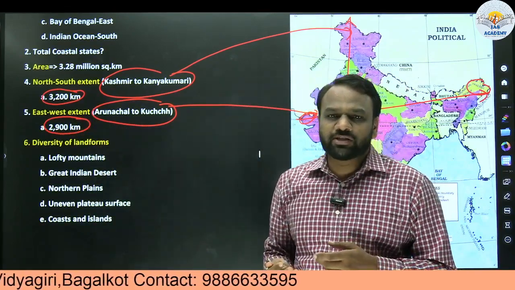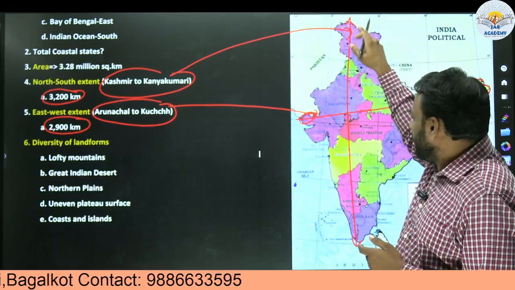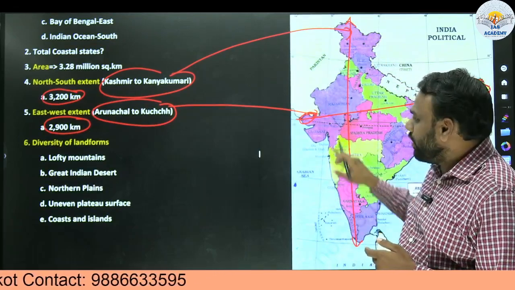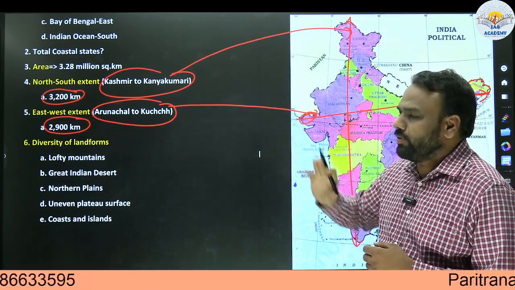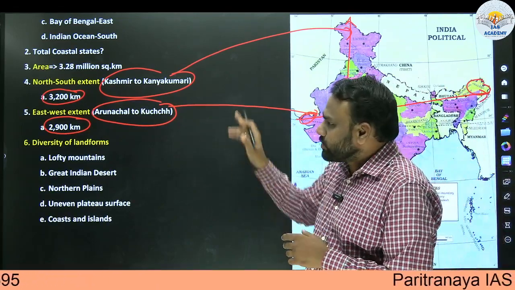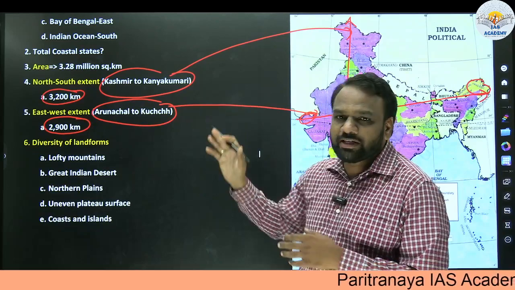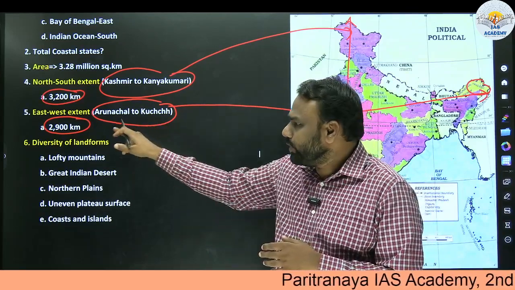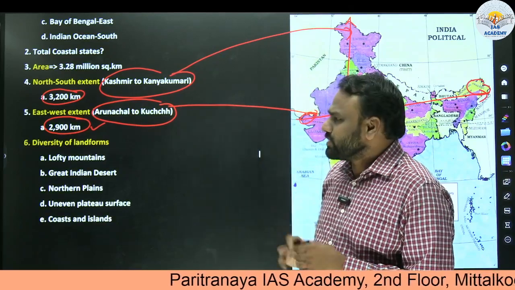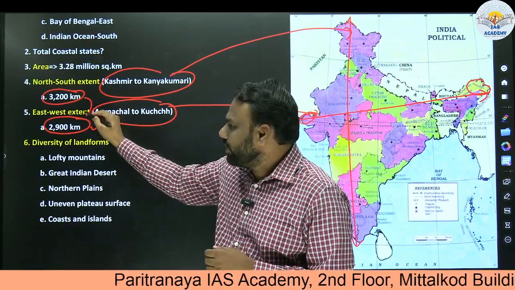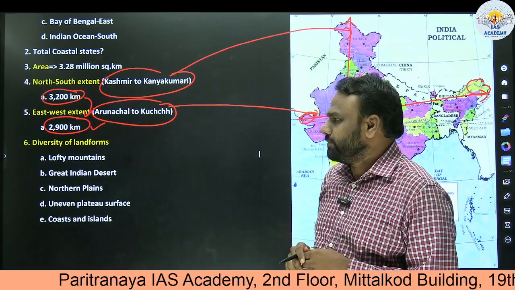Often we are curious whether the north to south distance is more, or the east to west distance is more. Now these values will satisfy our curiosity. So north to south, that extent is more. It is 3,200 kilometer compared to east to west, which is just 2,900 kilometer. So there is no significant difference. Hardly there is a difference of 300 kilometer.